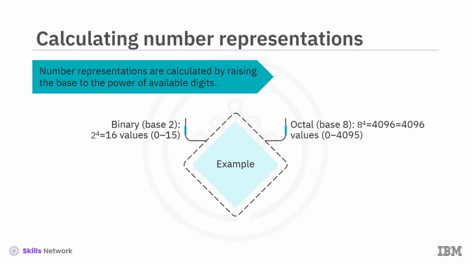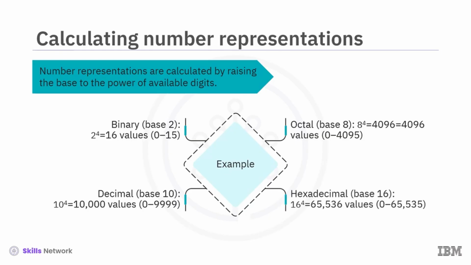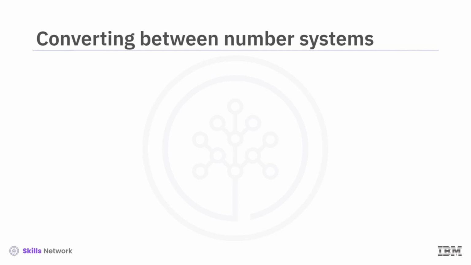In octal, raise the base 8 to the power of 4 and get 4,096 possible numbers. That would give you a range of 0 through 7,777. That's 0 to 4,095 in decimals. Similarly, in decimal, 10 raised to the 4th power is 10,000, which gives you a range of 0 through 9,999. Finally, in hex, the largest number would be 16 raised to the 4th power, or 65,536 in decimal. That would give you a range of 0 to FFFF, or 0 to 65,535 in decimal. Let's now discuss how to convert between number systems.